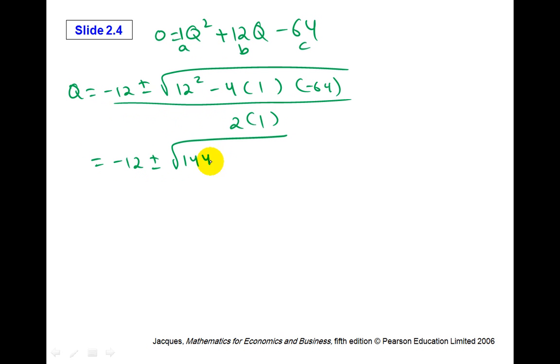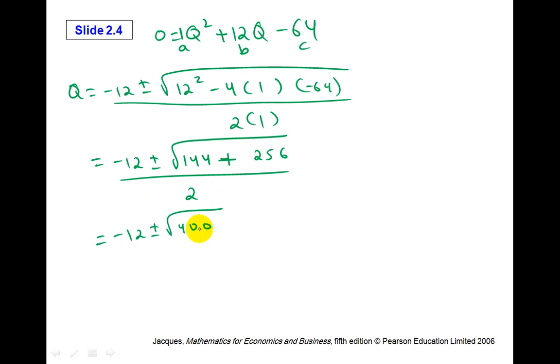So I'll simplify it more. 12 squared is 144 minus 4 times 64 will be 256, but here you have two minuses. Minus with the minus, this will be changed to plus, and here you have 2 times 1 is just 2. Okay, let's add them. You'd have here 400 over 2. So the root of 400 is 20. So here you'll have the two cases.